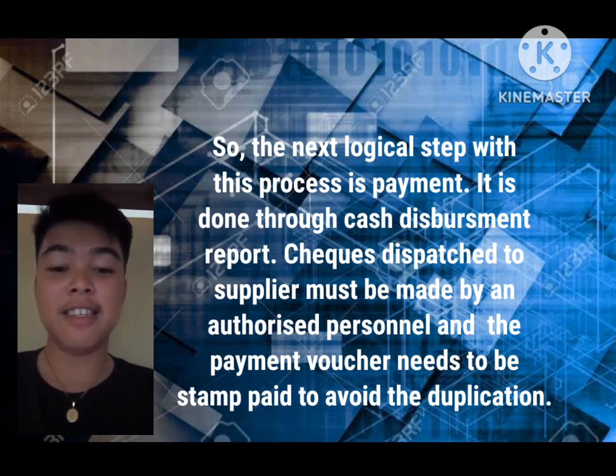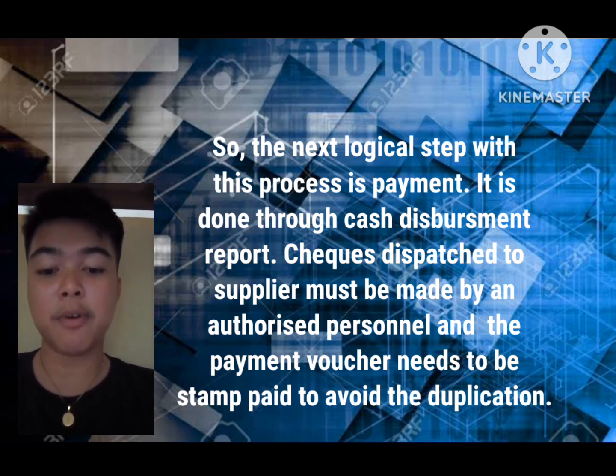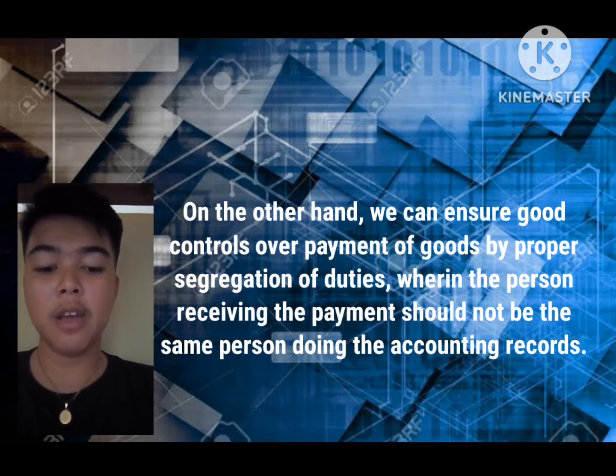So the next logical step in the process is payment. It is done through a cash disbursement report. Dispatch to suppliers must be made by authorized personnel and the payment voucher needs to be stamped paid to avoid duplication. On the other hand, we can ensure good controls over payment of goods by proper segregation of duties, wherein the person making the payment should not be the same person doing the accounting records.